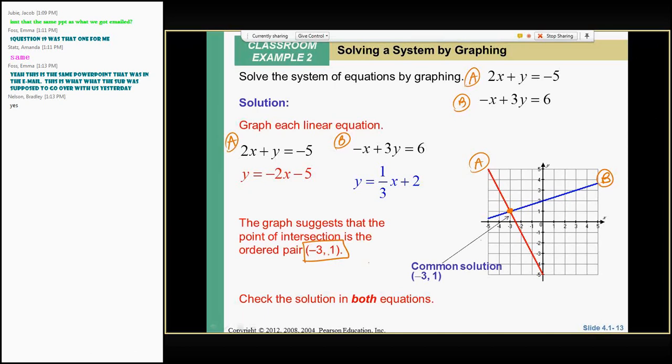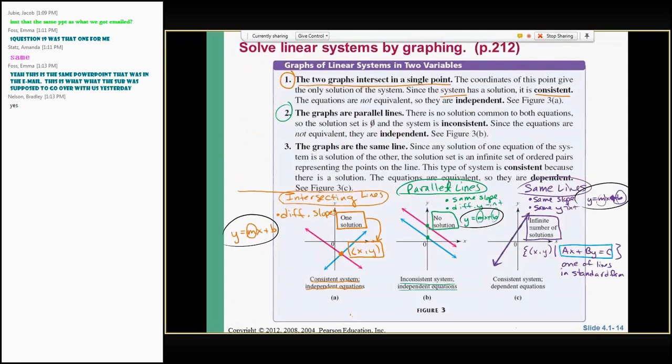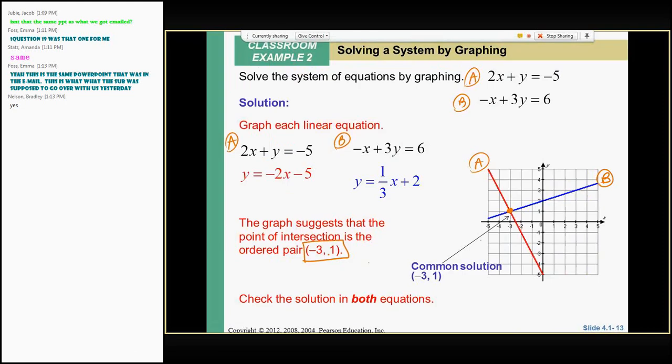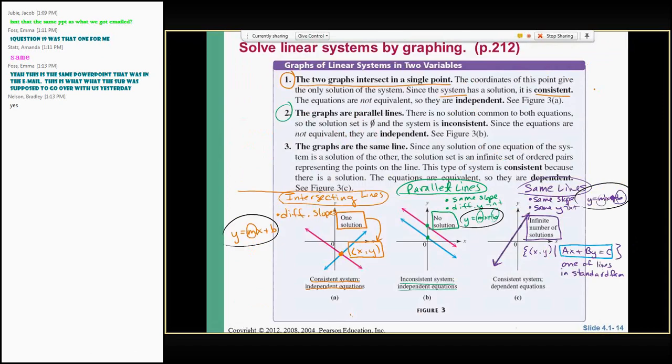Okay, I told you I was going through this fast. Now, the book will show you to check it. You don't have to check, okay? But the check would be like our first example. Put -3, 1 into this equation, make sure it's true. Put -3, 1 in that equation, make sure it's true. Questions so far?